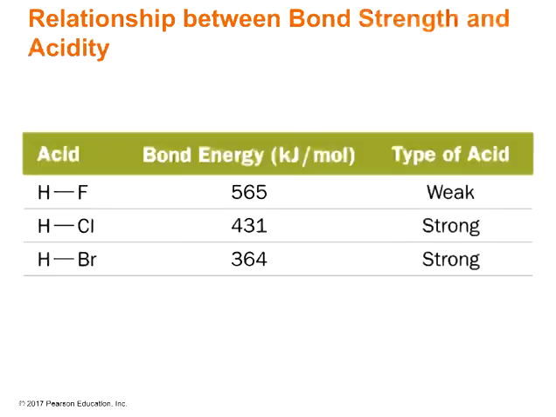So your textbook has this nice table that lists bond energies for hydrofluoric acid, hydrochloric acid, and hydrobromic acid. We already knew that hydrofluoric acid was weak and that hydrochloric acid was strong. And now we know that that has to do with the atomic size of fluorine versus chlorine.